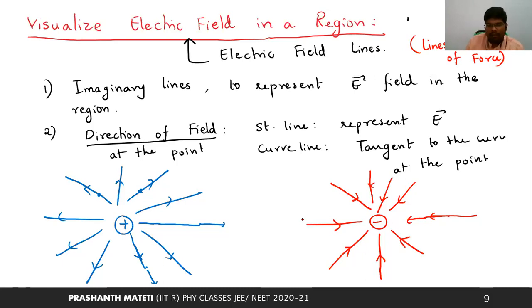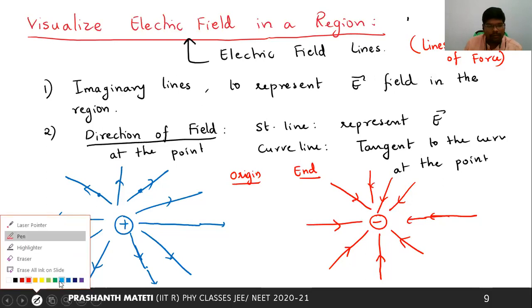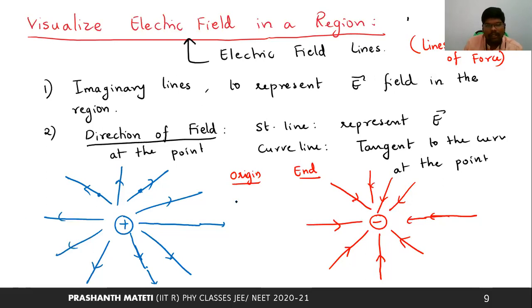And one more thing to observe: where do electric field lines start and where do they end? Where do they originate from, and where do they end? If you observe here, for the positive charge, this is their origin, and they might be going to infinity. This is one case, and it happens when only a positive charge is isolated.